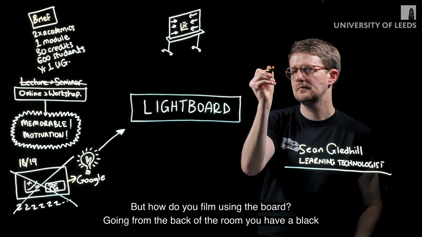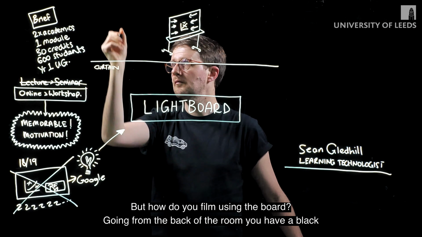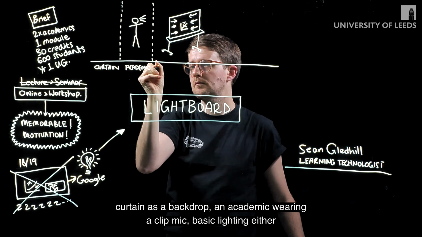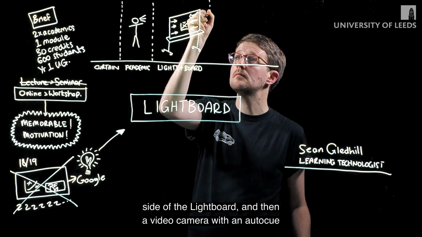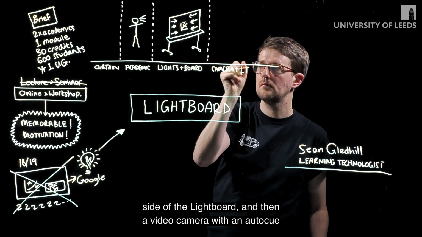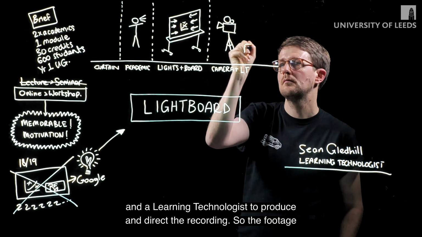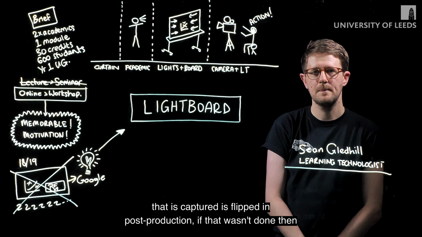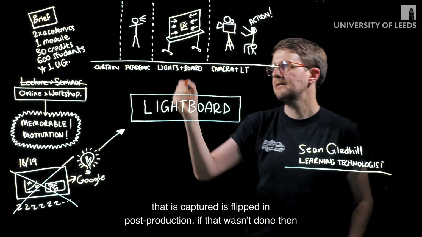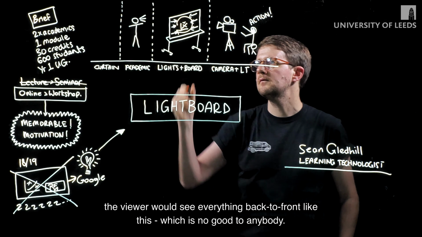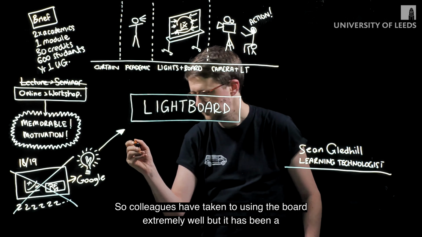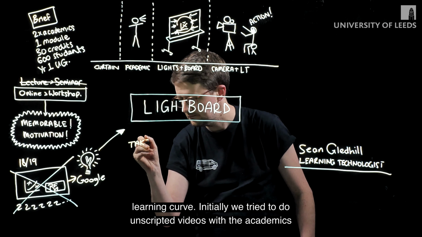But how do you film using the board? Going from the back of the room, you have a black curtain as a backdrop, an academic wearing a clip mic, the basic lighting either side of the lightboard, and then a video camera with an autocue and a learning technologist to produce and direct the recording. So the footage that is captured is flipped in post-production. If that wasn't done, then the viewer would see everything back to front like this, which is no good to anybody.